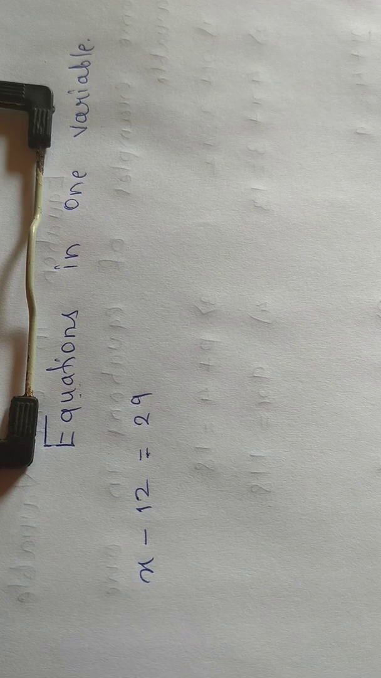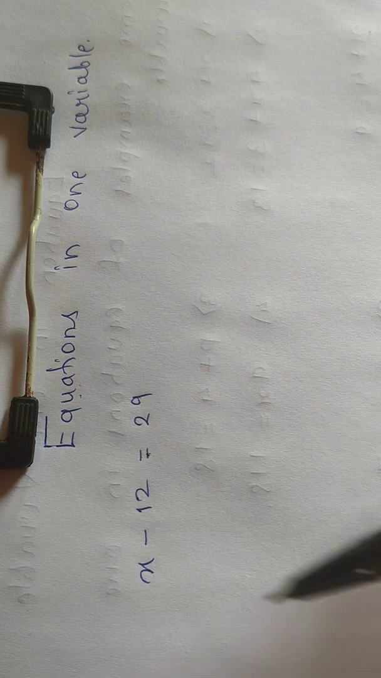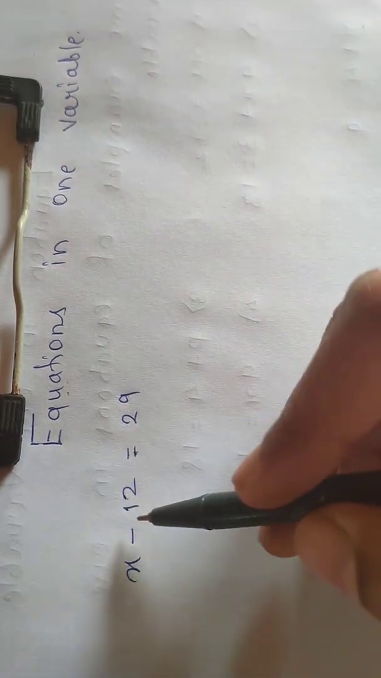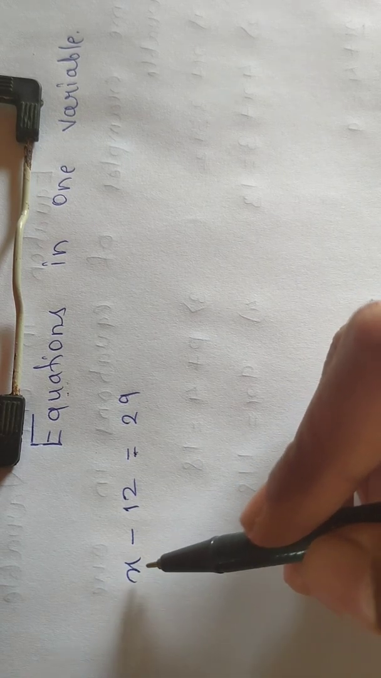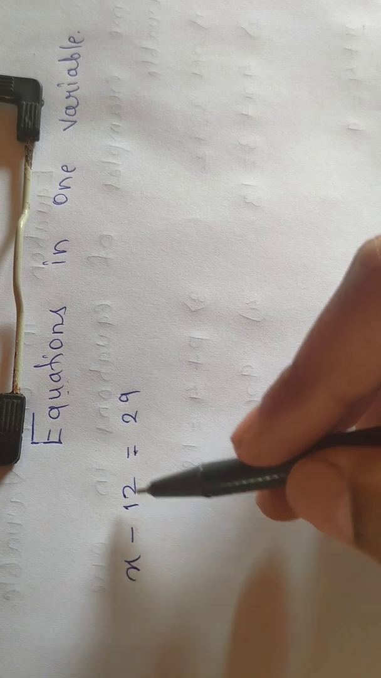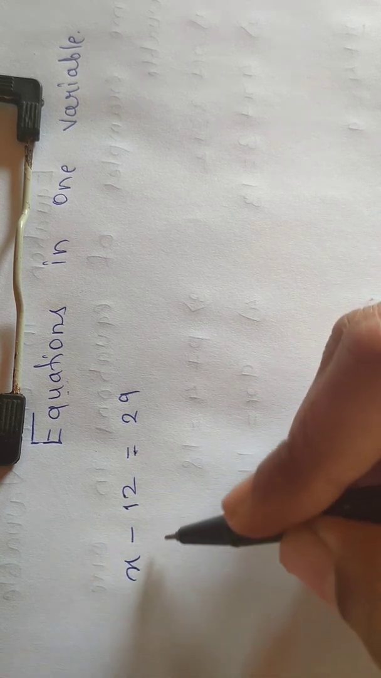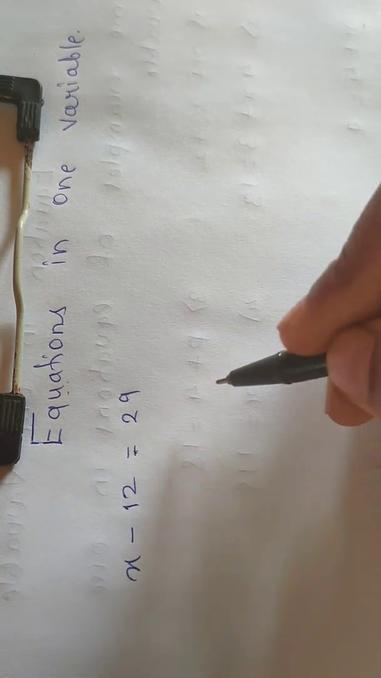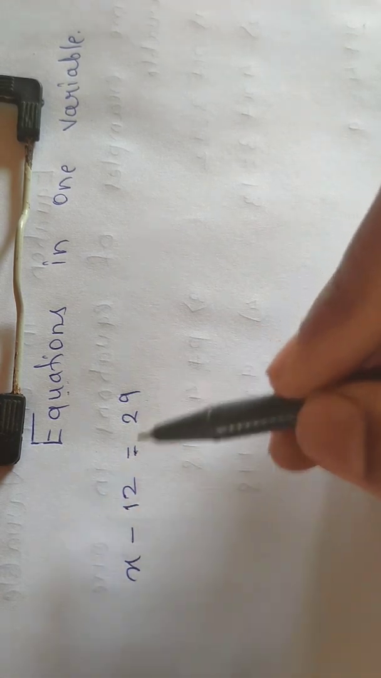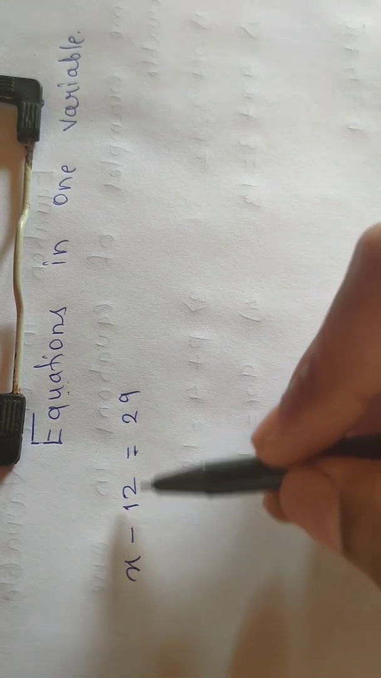Let's understand how to solve this equation now. We have x minus 12 is equal to 29. To find out the value of x, that means we have to remove this 12 from here. We want x is equal to what? That we have to find out. So x is equal to something. To find out that, this 12 has to be removed.